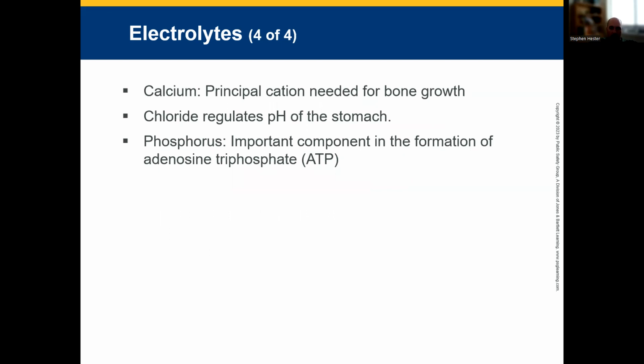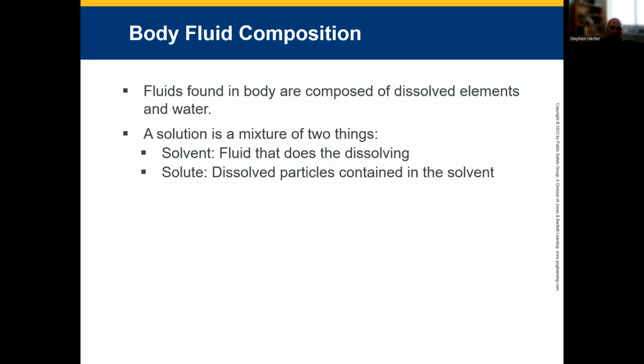Calcium is a principal cation needed for bone growth, heart muscle growth, nerves, cell membranes, and blood clotting. Hypocalcemia can result in skeletal muscle cramps, abdominal cramps, spasms, hypertension, and vasoconstriction. Bicarbonate levels are related to conditions of acidosis and alkalosis in the body. Chloride primarily regulates the pH of the stomach and also regulates extracellular fluid levels. Phosphorus is an important component of the formation of adenosine triphosphate, which is your energy.